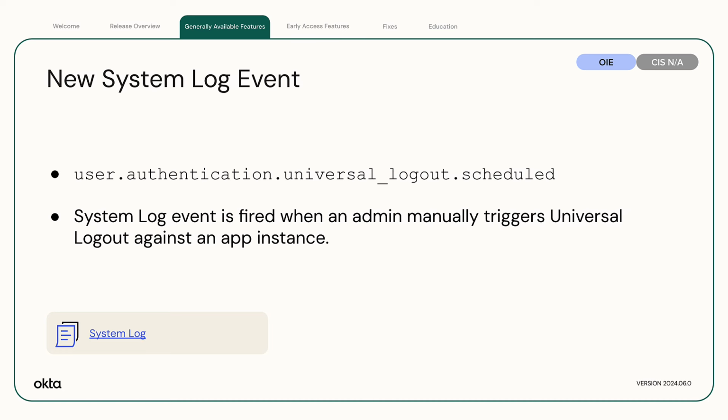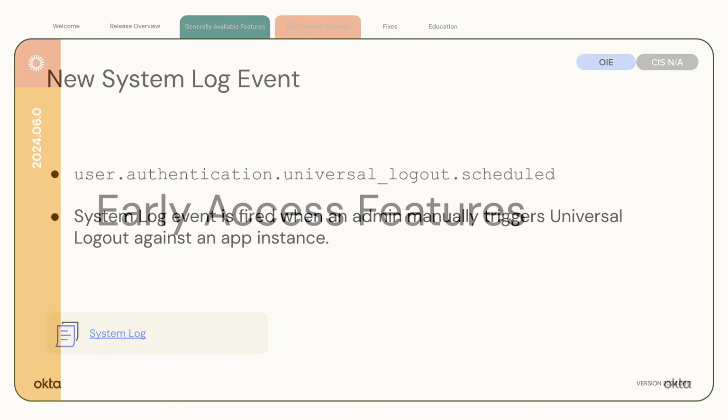New system log event. The user authentication universal logout scheduled system log event is fired when an admin manually triggers universal logout against an app instance. It contains information about where and how universal logout was fired. This event is only fired once.